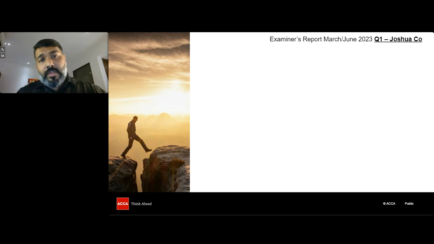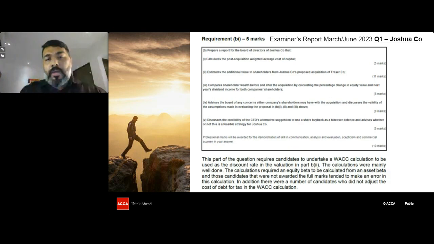Now, the March-June 2023 question number 1, Joshua Company. Some of the most regularly noticed mistakes: back calculation and taking up a discount factor, students have done that very properly. But it was noticed that when it came to calculating the beta equity from the beta asset, giving the proportions properly, the value of equity and the value of debt properly, multiplying with 1 minus t, it was several times noticed that students made mistakes.